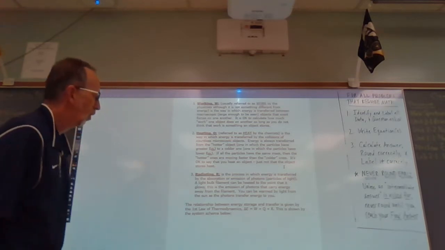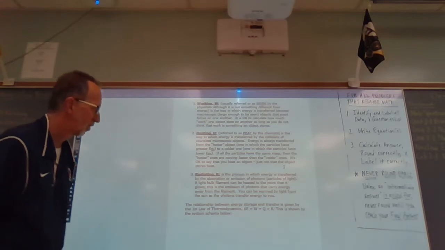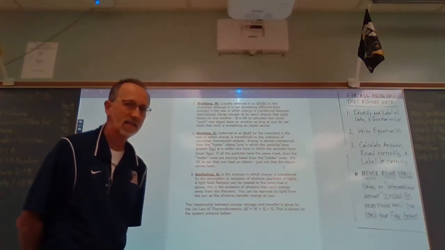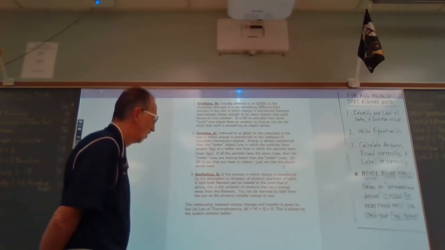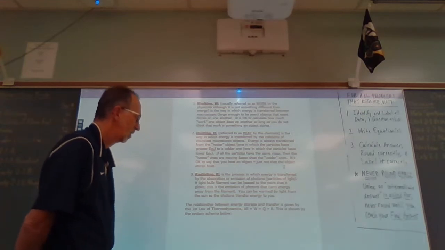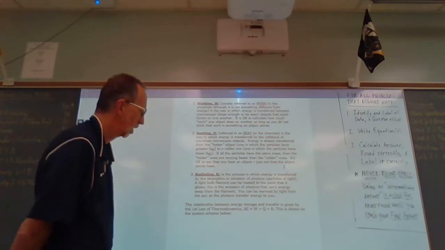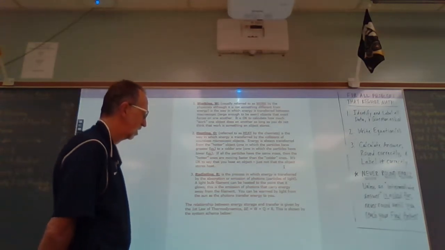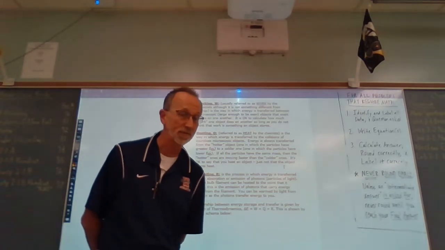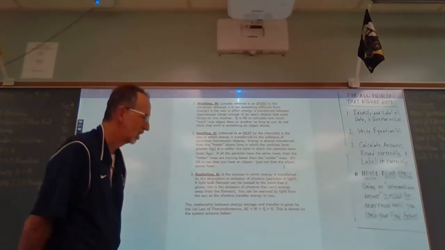Radiating is the third one. This is R. This is the process in which energy is transferred by the absorption or emission of photons, which are particles of light. We'll get into that in an upcoming unit, not too far away from now. So a light bulb filament can be heated to the point that it glows. This is the emission of photons that carry energy away from the filament, and thus you see them. You can be warmed by light from the sun as the photons transfer energy to you. This particular type of photon is called a photon of infrared energy.